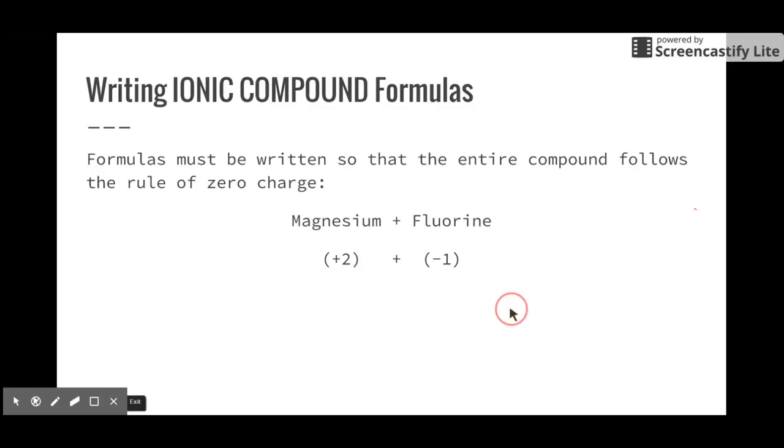Well, if you said that we need 2 fluorines in order to cancel out the 1 magnesium, you'd be exactly right. So it kind of looks like this. We need 1 magnesium and 2 fluorines. When those come together, they're going to create a compound, magnesium fluoride, or MgF2. That is our compound formula, and that compound formula follows the rule of 0 charge.